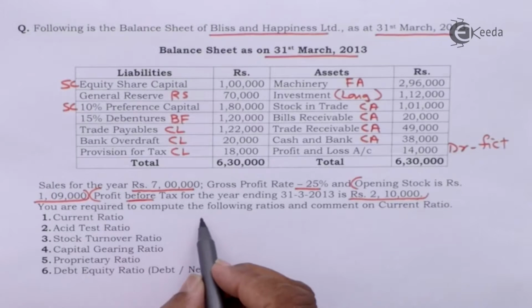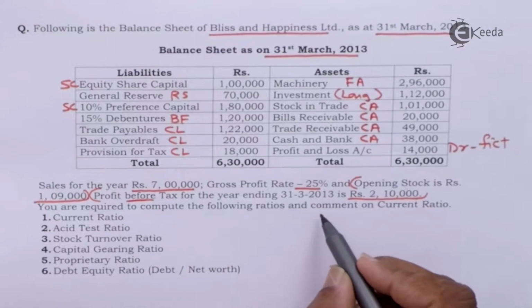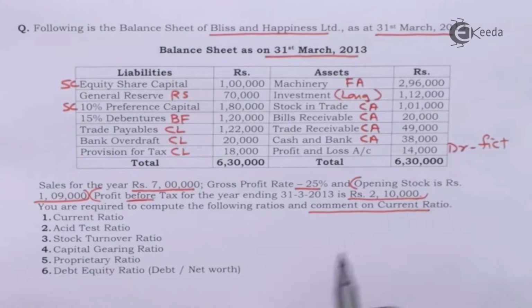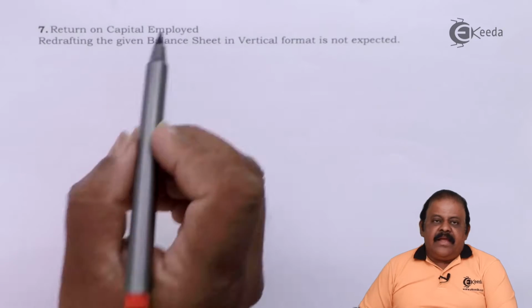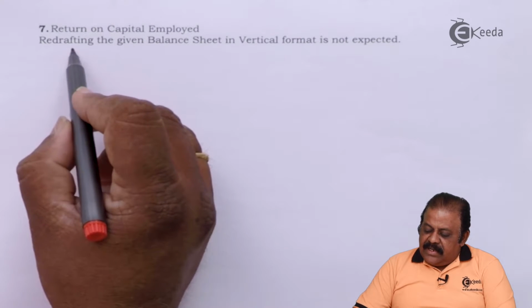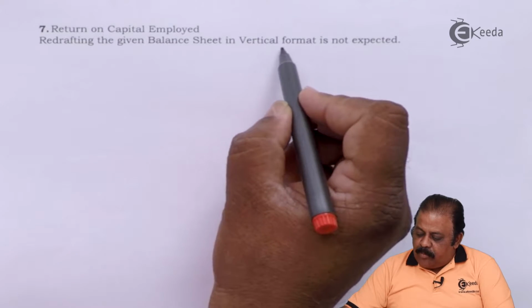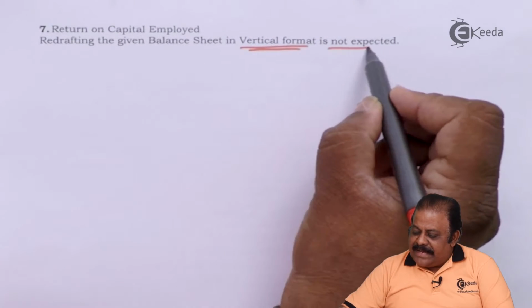You are required to compute the following ratios and comment on current ratio. Here specifically they have asked to comment only on current ratio. Current ratio, acid test ratio, stock turnover ratio, capital gearing ratio, proprietary ratio, debt equity ratio. They have given how to calculate it, debt divided by net worth. Return on capital employed. Further they say that redrafting the given balance sheet in vertical format is not expected.